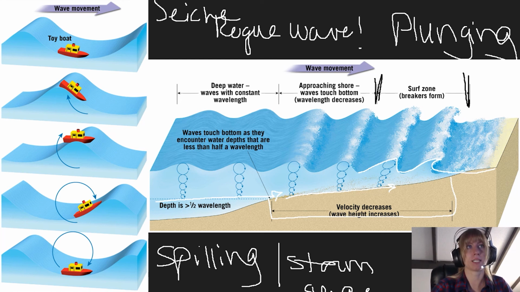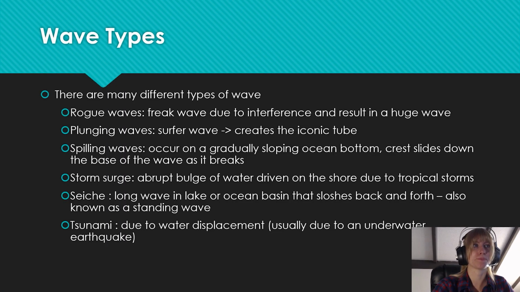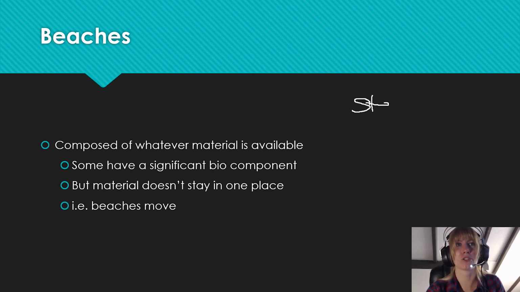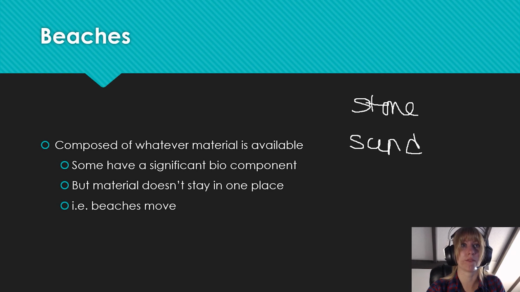And then we have tsunamis. And these are due to water displacement. So here's all the different wave types that you need. So tsunamis are due to water displacement, which actually have to do with earthquakes, and we're going to get back to that. So beaches are composed of whatever material is available. That means not all beaches are sand. And some have a significant biological component, but the material itself doesn't stay in one place.